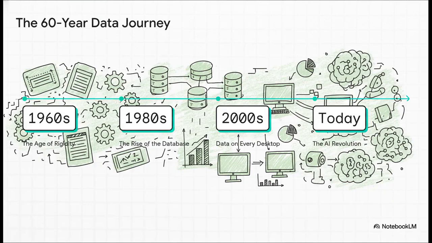So here's the game plan. We'll kick things off in the 1960s, what I call the age of rigidity. Then we'll jump to the 80s, when the database literally changed everything. From there, we'll see how data finally landed on every single desktop in the 2000s, and then we'll bring it home with today's AI revolution. You'll see how each step was really a story about solving the problems of the last.